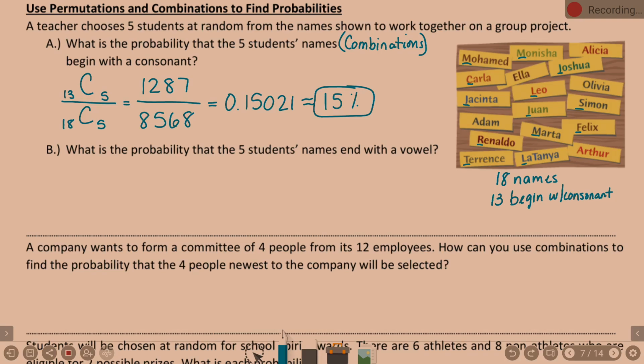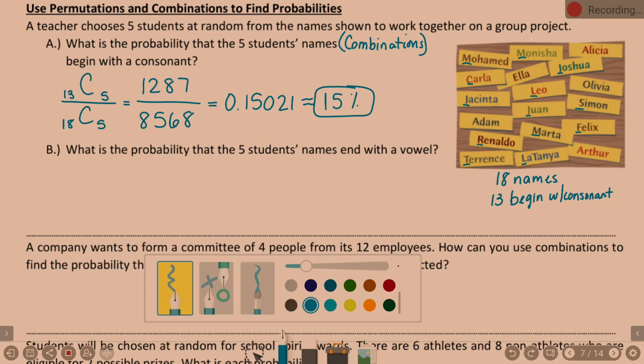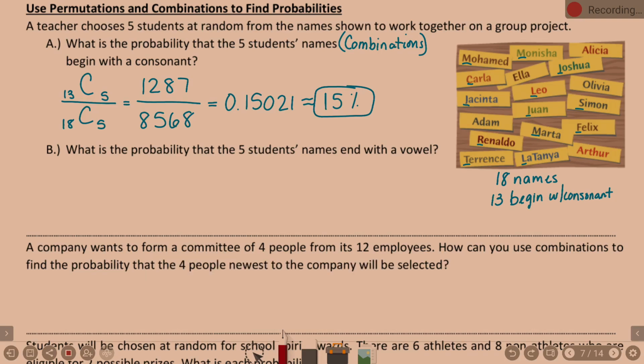Okay, change the question up. What is the probability that 5 students' names end with a vowel? What does that mean we have to do this time? Count the vowels. Let's figure out how many end with a vowel. So end with A, E, I, O, U. 7, 8, 12. I have 12. Just gathering my data here, writing the information down.